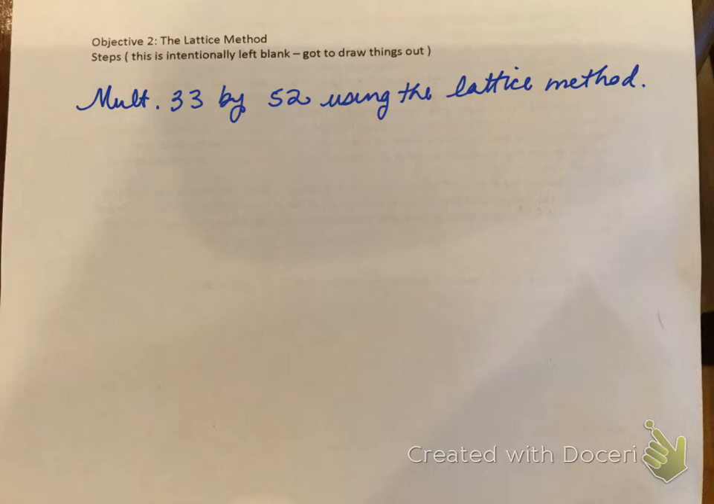Okay, so to do the lattice method, the first step, or step 1, you're going to draw a matrix. Now a matrix has cells. So how do I do this? I'm going to take 33 and I'm going to take 52 and I'm going to arrange them this way. So I put 33 on the top, this will be the top of the matrix, and 52 on the right hand side of the matrix.